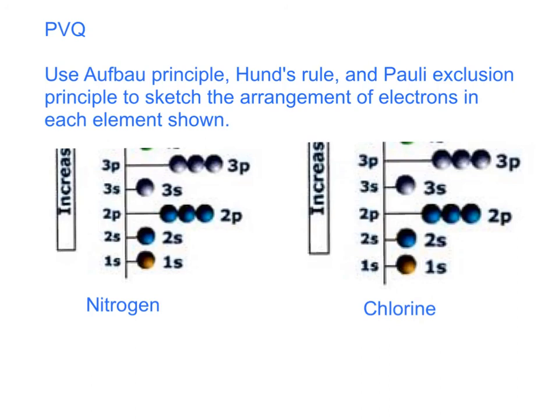Remember, we're going to use little up and down arrows to represent the electrons in an orbital. So see if you can do that for the elements shown, nitrogen and chlorine, and we'll see how you made out with that tomorrow or the next time we meet. See ya.